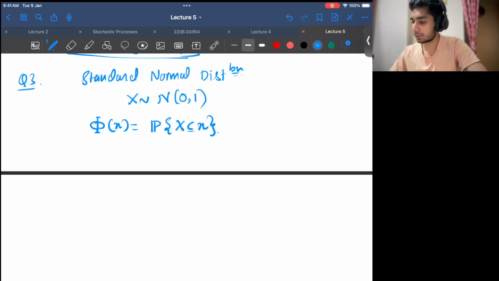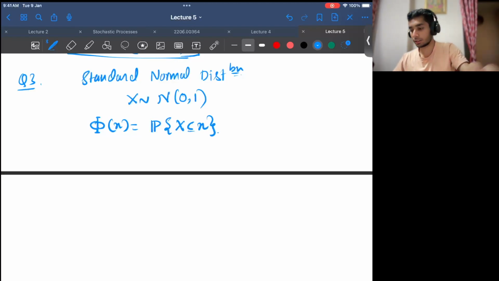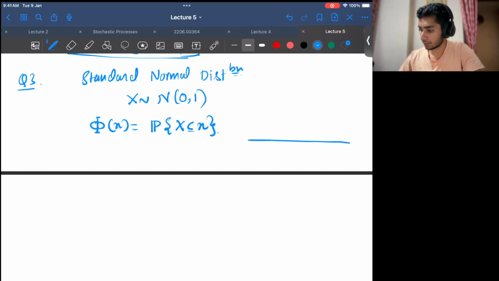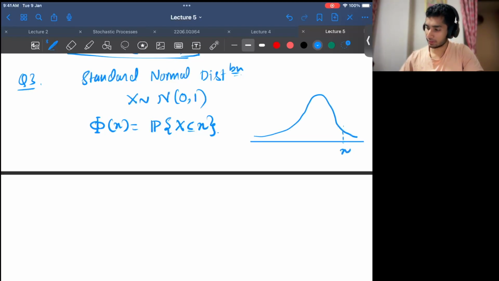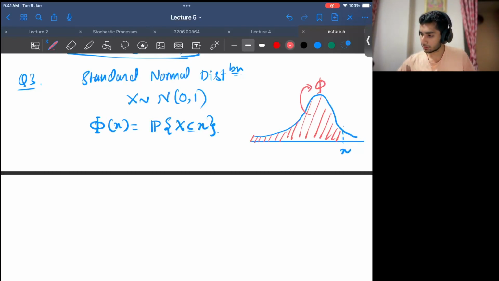So the way I prefer to think about this function phi is that you have this Gaussian random variable, and let's say this is your x. At any point x, the area under this entire curve which is less than x, this area, is denoted by phi of x. So this is the way I visualize this function phi.